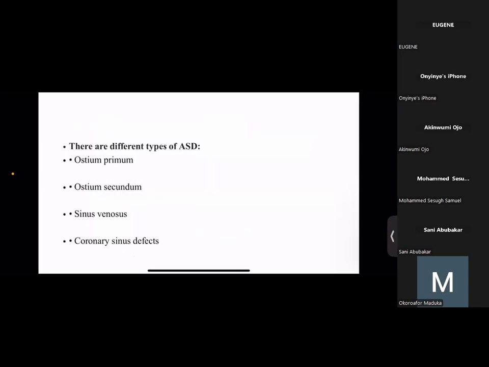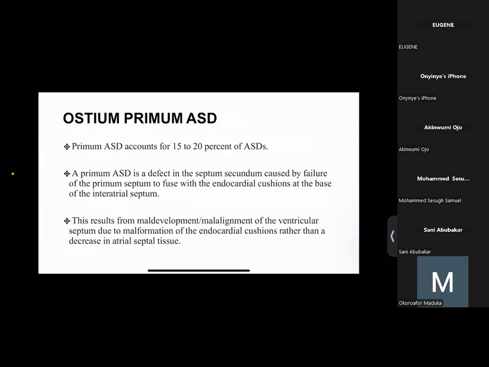There are different types of ASD. There is the ostium primum, there is the ostium secundum, there is the sinus venosus, and there is the coronary sinus defect. The ostium primum ASD accounts for about 15 to 20% of ASDs. A primum ASD is a defect in the atrial septum caused by failure of the septum primum to fuse with the endocardial cushions at the base of the interatrial septum. So just like I earlier explained, if the septum primum doesn't fuse with the endocardial cushions at the base and there's a space between the septum primum and the endocardial cushion, it forms the primum ASD.